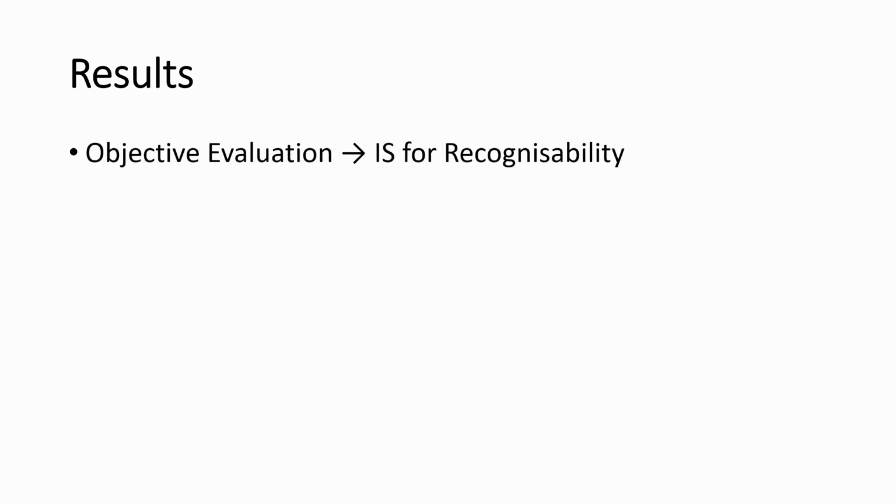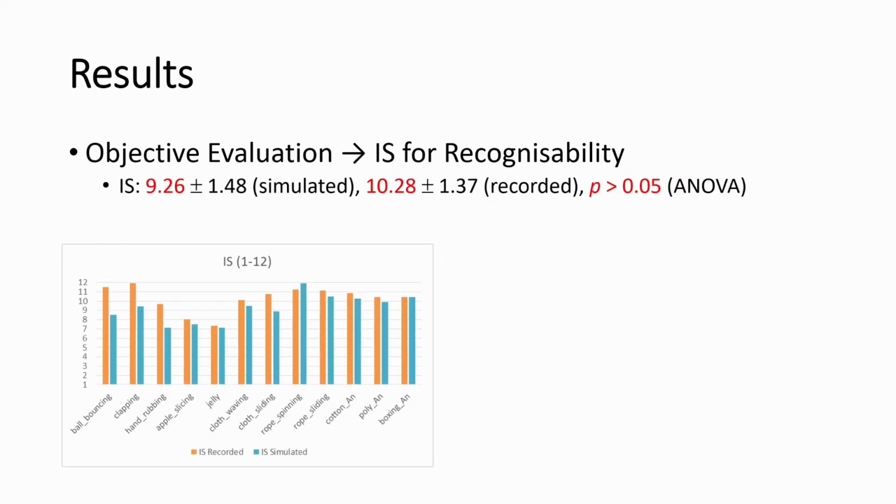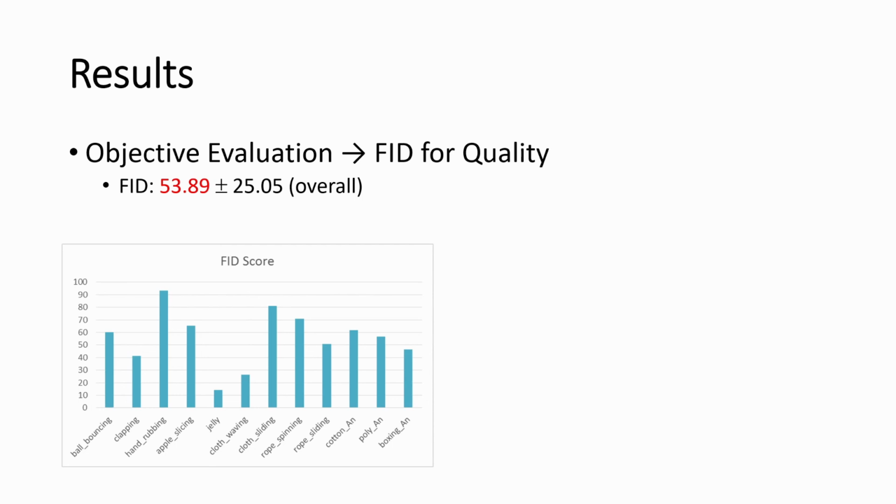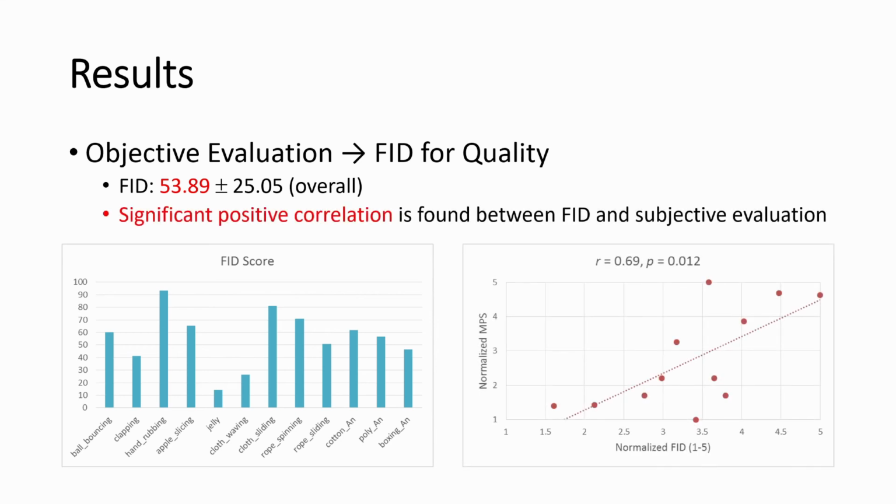And here are the results of objective evaluation. We calculate the IS for both simulated and recorded sounds and find no significant difference between them. We also compare these data with our human evaluation. Unfortunately, no correlation is found. Similarly, we compute and normalize the FID scores between our simulated and recorded audio. This time, we find a significant and positive correlation between FID and our subjective evaluation.